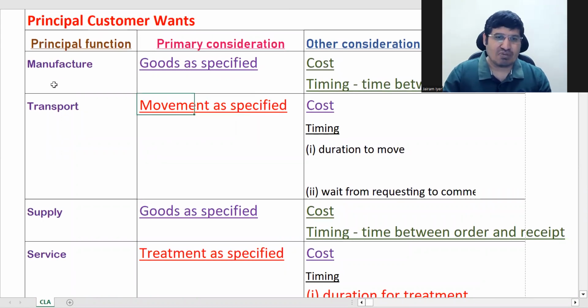In 2 and 4, just remember, use the word movement in transport because it moves, correct? And in service, you are treated. So you'll call it treatment.